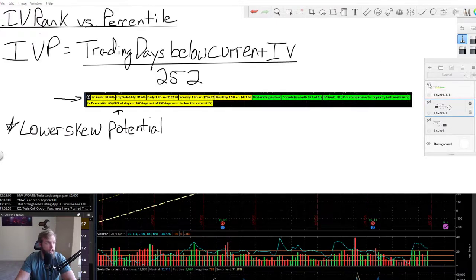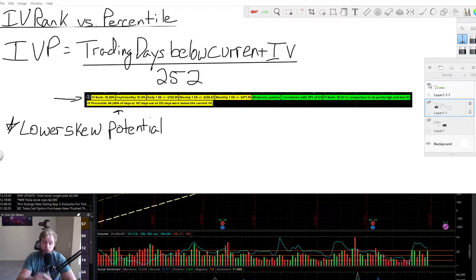When we look at IV percentile, it simply takes the number of trading days below the current IV and divides it by the number of trading days in the year, which is 252. As you can tell by this simple calculation, it is way less susceptible to skew because it's not using the extremes. It's just calculating the number of days above or below levels.